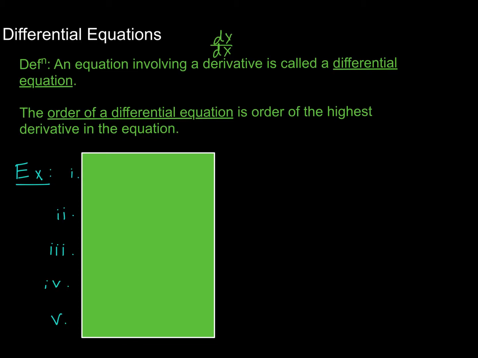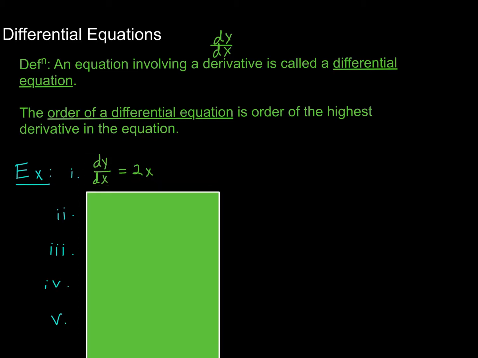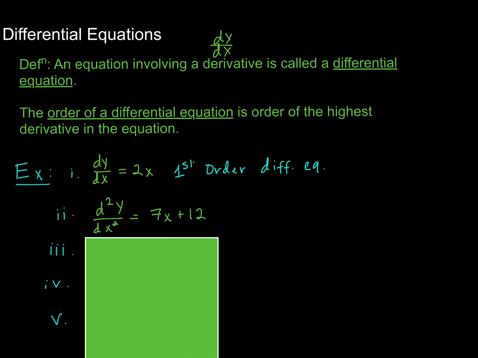So let's take a look here. First example, the one that we just did, dy dx is equal to 2x. This is of course a first order differential equation. And I'm going to abbreviate diff EQ for differential equation to save myself a little bit of time here. All right, moving on down, here is another example.